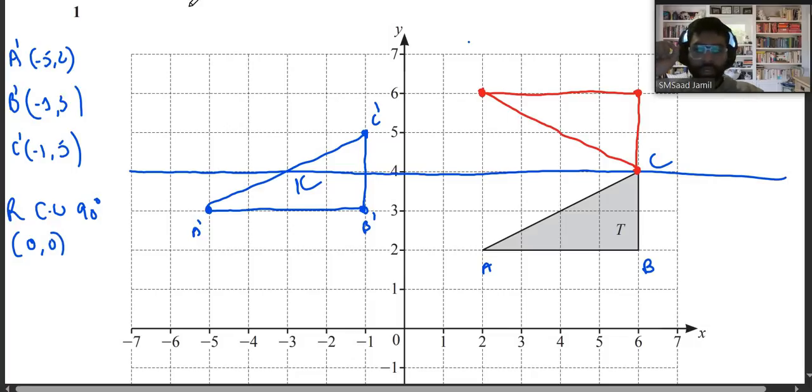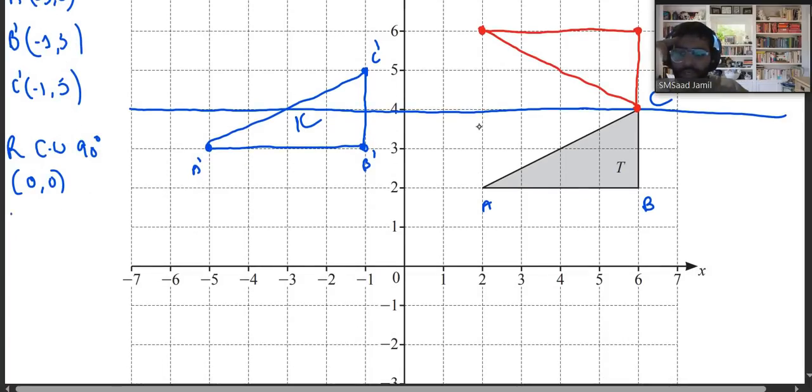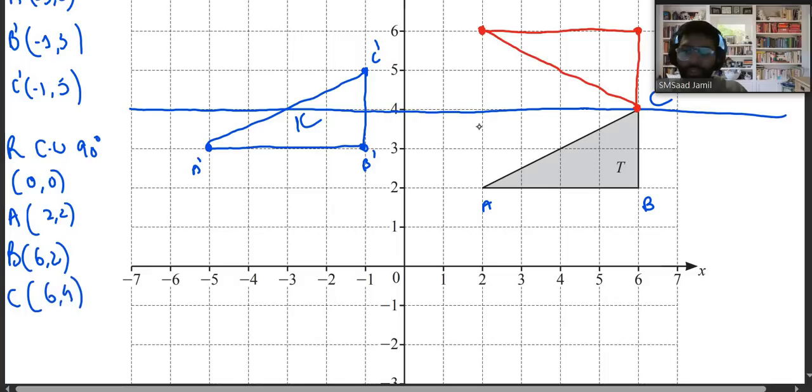First of all, write down the points of A, B, C. The points of A are (2, 2). Points of B are (6, 2). And points of C are (6, 4). Look what you guys will be doing now. First of all, you will switch the points. So for A, since it's 2 comma 2, I'll just write 2 comma 2.